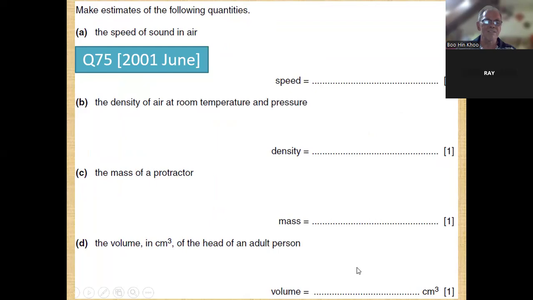75. Speed of sound in air. 300 meters per second. 330. They give you a range. You can see the range is quite large, 100 to 900. Density of air at room temperature and pressure.